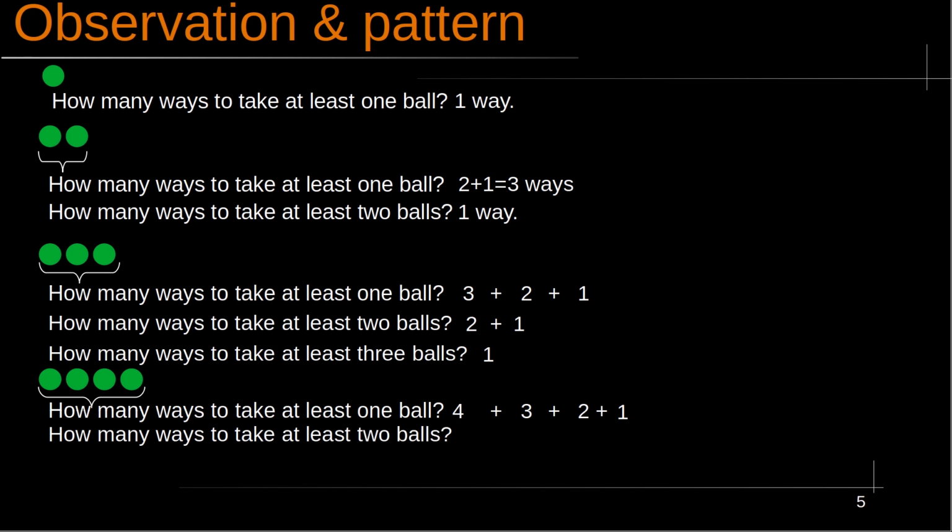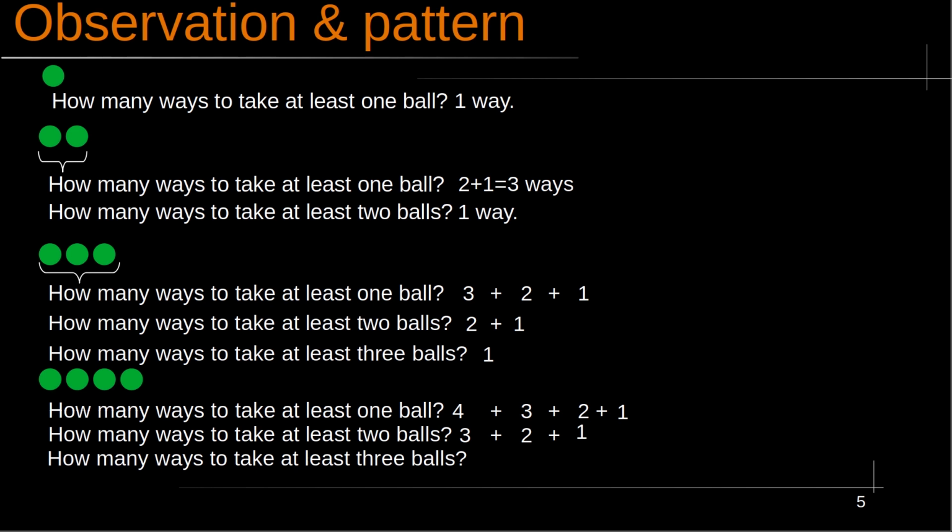How many ways to take at least 2 balls? We can take these 2, these 2, or these 2. So we have 3 here. Or we can take 3 and 3. We have 2 ways here. Or we can take all the balls. We have 1. How many ways to take at least 3 balls?